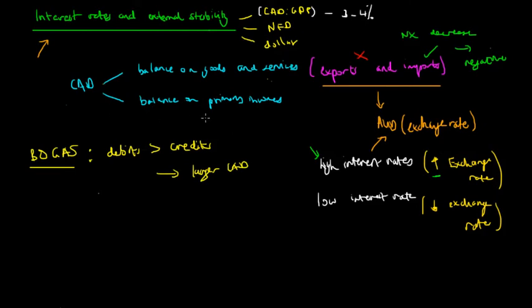Now let's look at how interest rates could actually affect our current account deficit through primary incomes. Now, as we know, in previous years, Australia's balance on goods and services is relatively positive because of the mining boom that we've experienced.